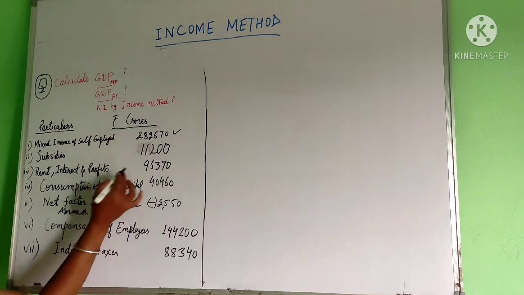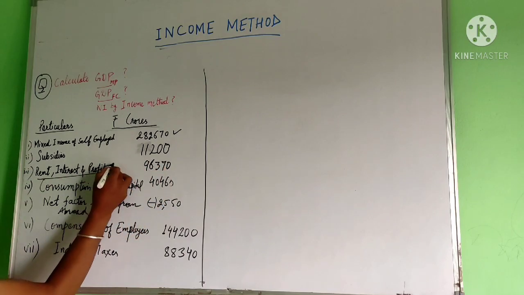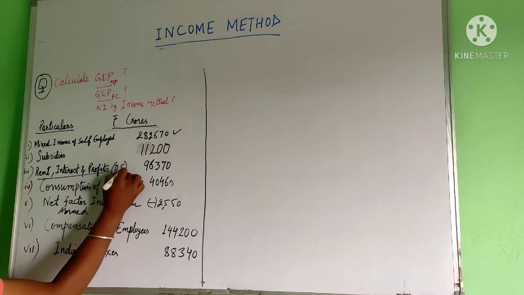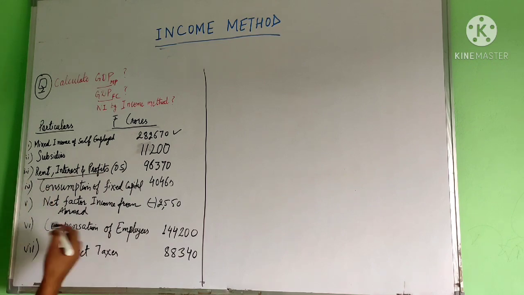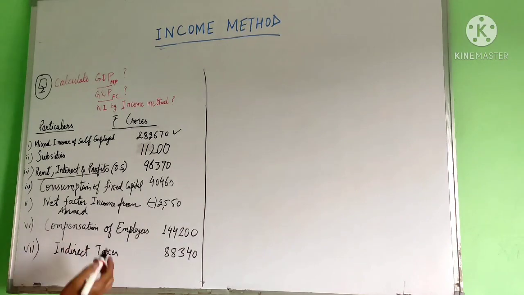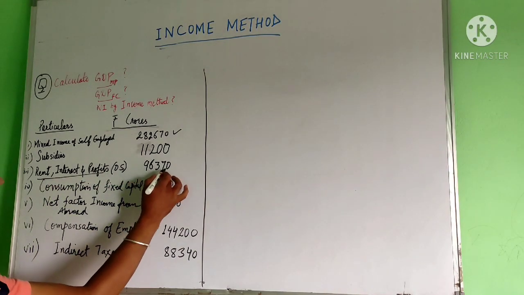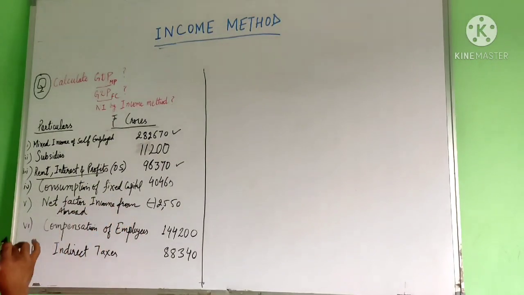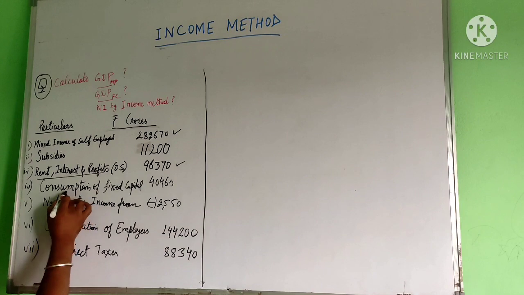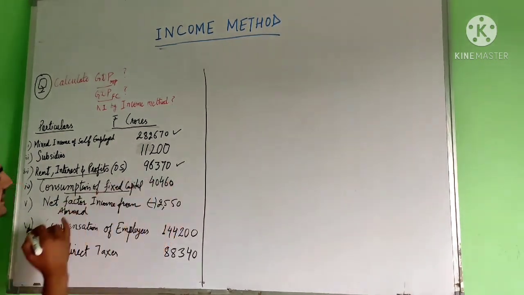Rent, interest and profits are given together. We can also call it operating surplus, which the entrepreneur has to levy from his side. These are rent, interest and profits, and the figure is 96,370. Consumption of fixed capital, which you can also call depreciation, is 40,460.